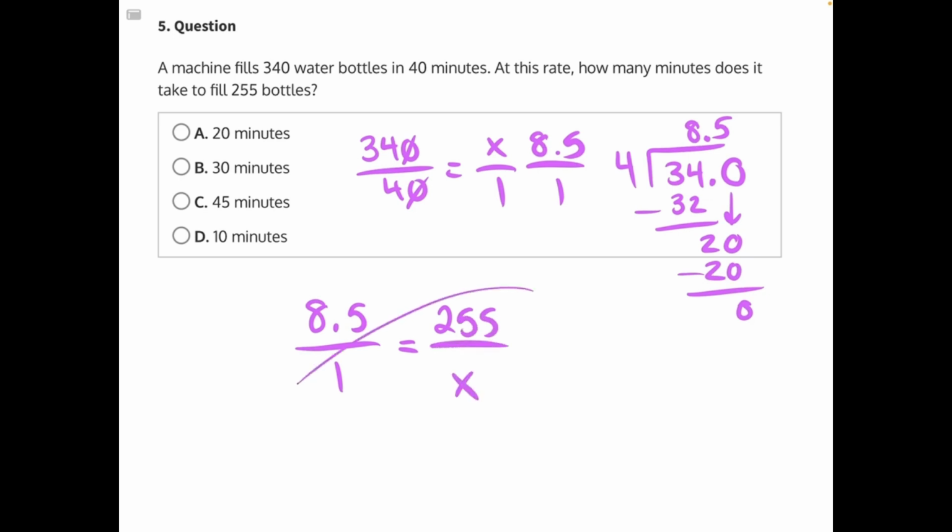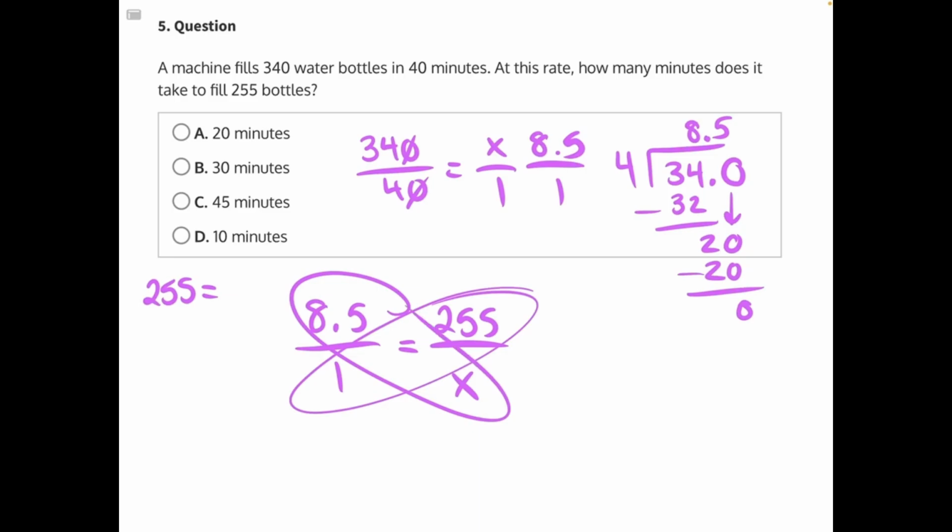And now we can cross multiply. 255 is equal to 8.5x. 8.5 is being multiplied to x, so we need to do the opposite and divide both sides by 8.5. These will cancel, and x is going to equal 255 divided by 8.5.